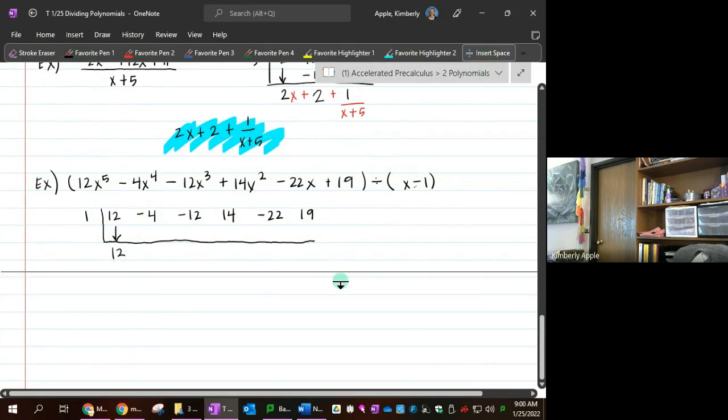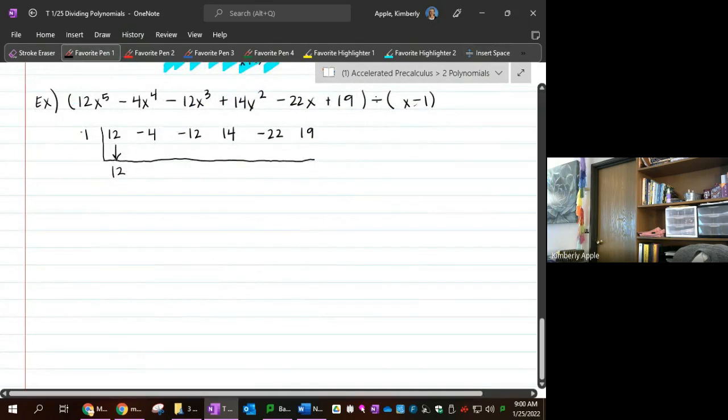Then you're going to multiply this times this, and it goes here. Now the difference here is that you add, not subtract. In the long division, we subtract every step. Here we add. So this will just be 8.